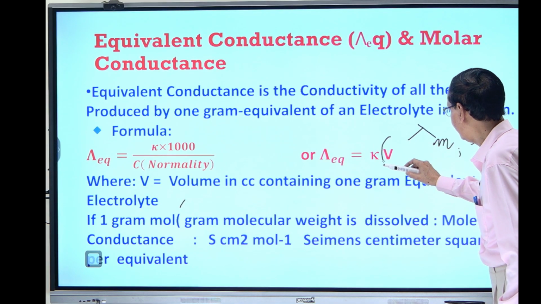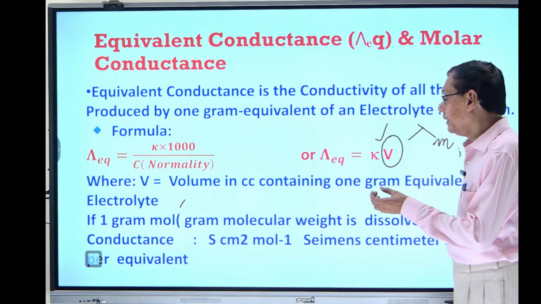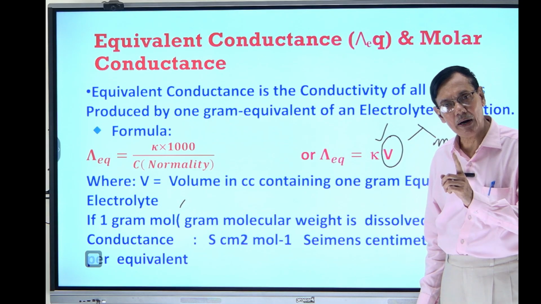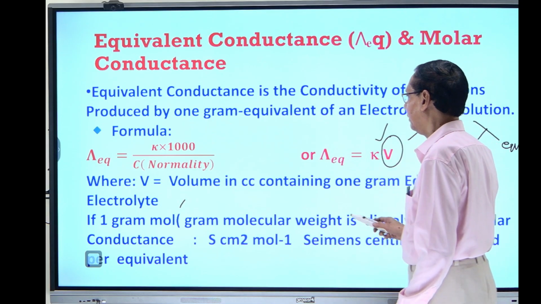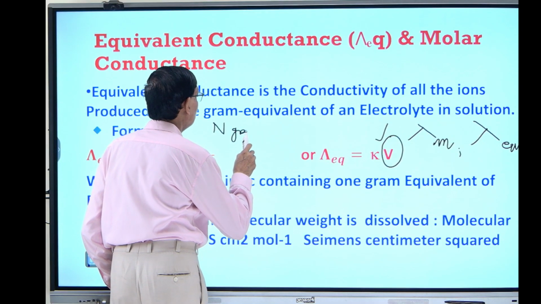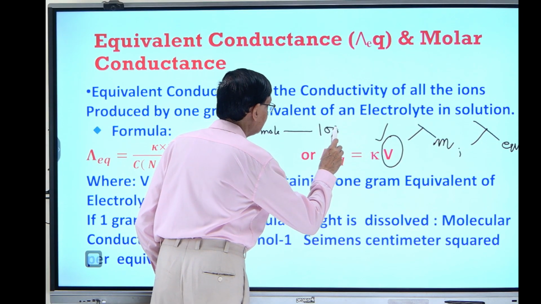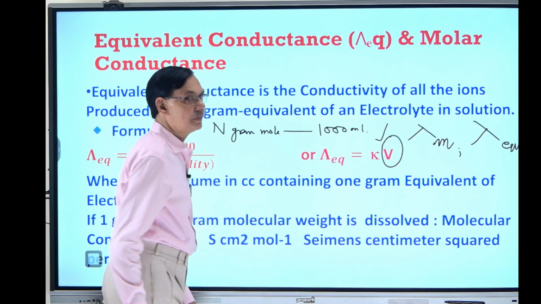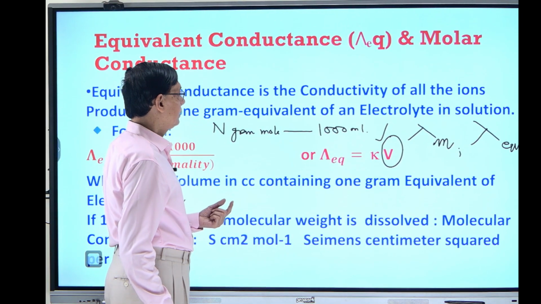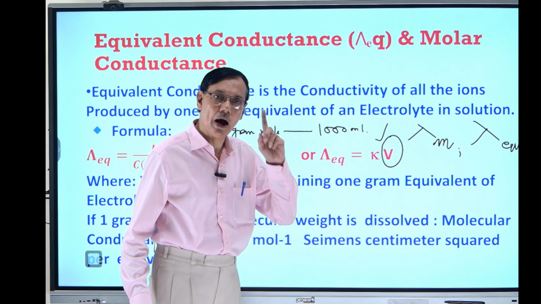The confusion is that V is a very important factor, and that V is the volume in cc containing 1 gram equivalent or 1 gram mole equivalent. Suppose I am taking that gram equivalent or gram mole dissolved in 1000 ml, right? But what is the definition? The conductivity produced by the ions of 1 gram equivalent.